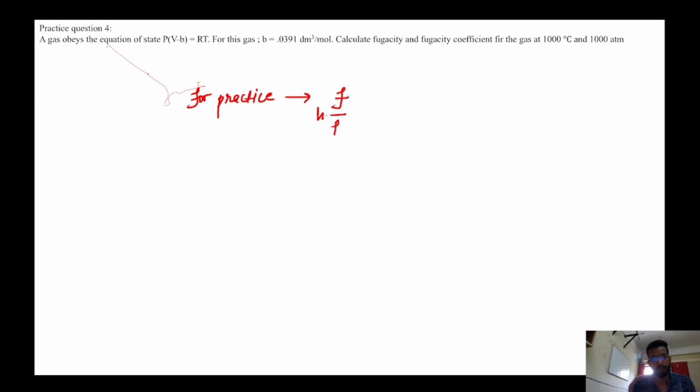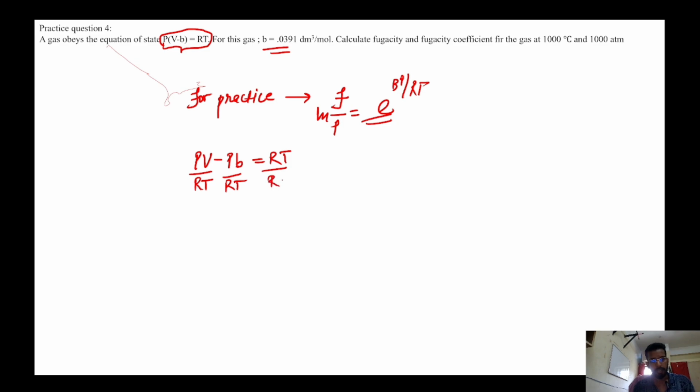ln F by P is equal to e raised to the power BP by RT. Finally, it will come, but you have to make some modification, that PV minus PB is equal to RT. We have the given value of B. Then you will make it Z. How? Divide by RT, then this is Z is equal to PV upon RT is equal to 1. Okay, so these kind of modification you have to do and then apply the same equation. You will get the answer. Okay, so this is for your practice.